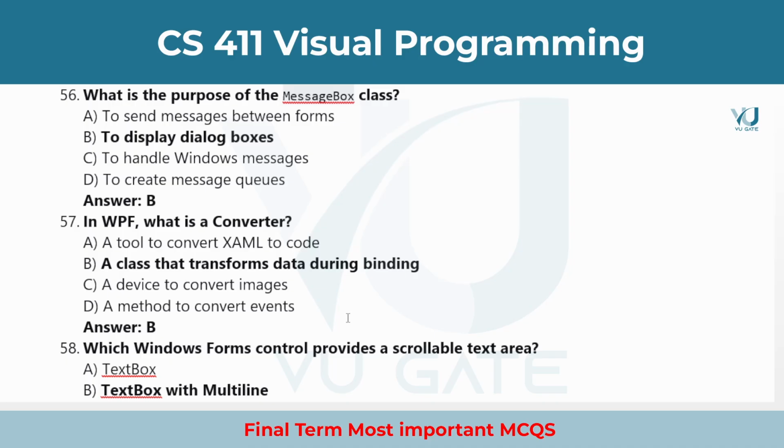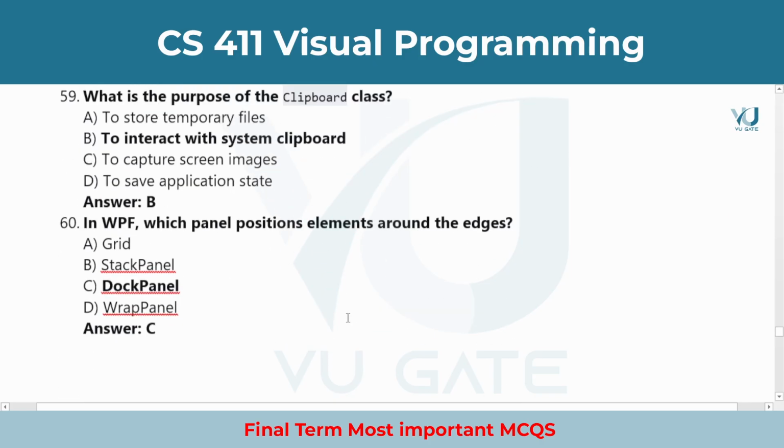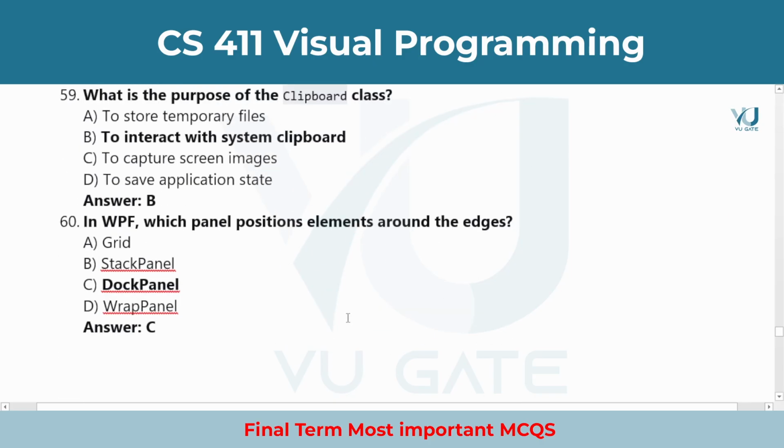Question 58. Which Windows Forms control provides a scrollable text area? The correct answer is option B, TextBox with multiline. Question 59. What is the purpose of the Clipboard class? The correct answer is option B, to interact with the system clipboard.